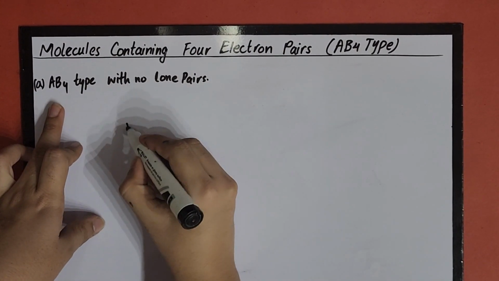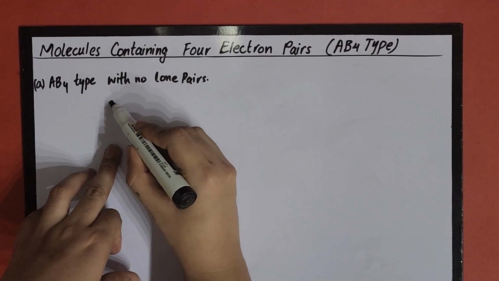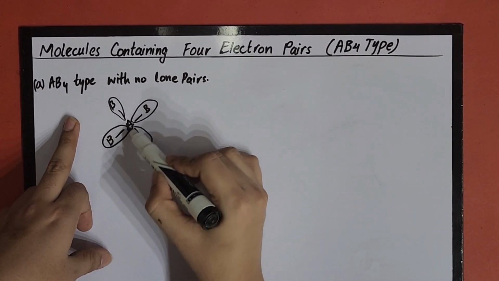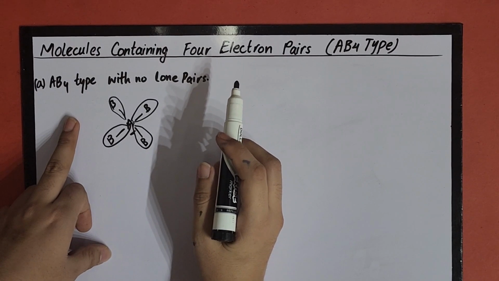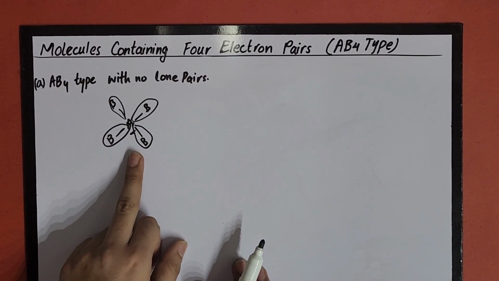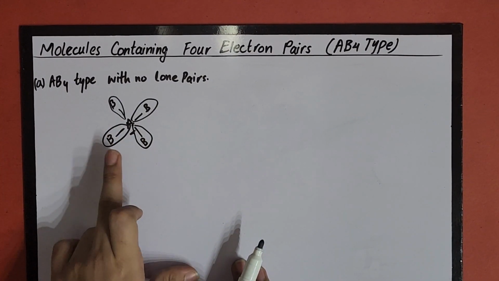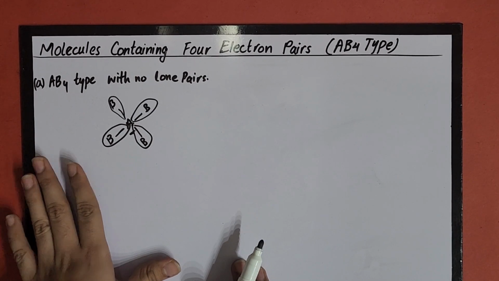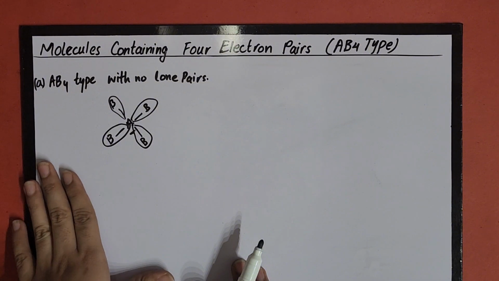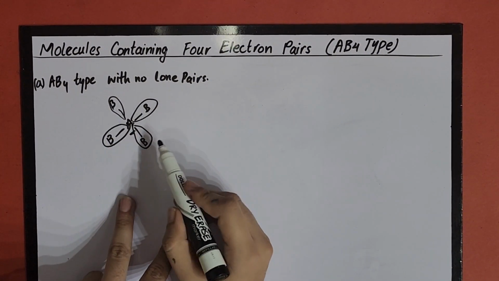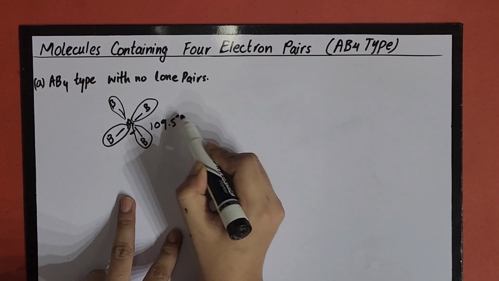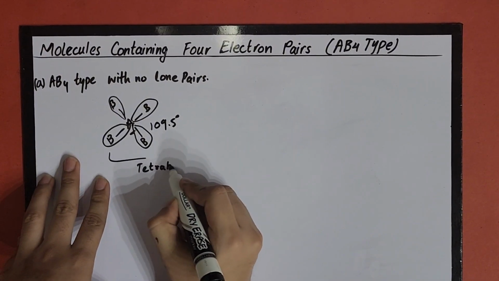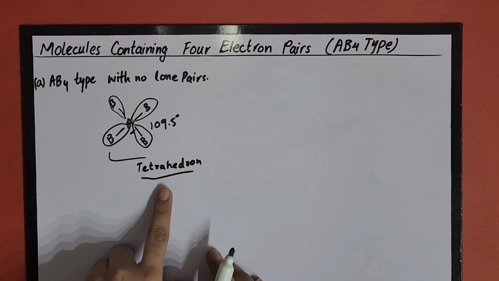Basically there is no lone pair, so A is a central element and there are 4 B atoms attached to the central element. There is the first one, second one, third one, and fourth one. There are 4 clouds present, and each cloud has an electron pair. To avoid electrostatic repulsion by drifting apart, maintaining a mutual bond angle of 109.5 degrees, such geometry forms the shape of a regular tetrahedron. This is basically tetrahedron geometry.